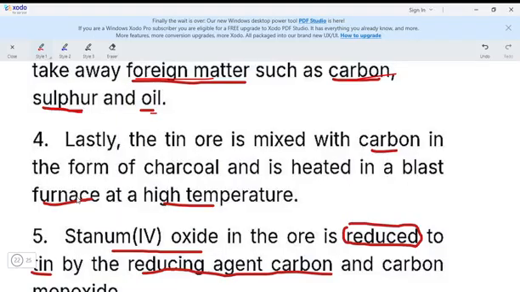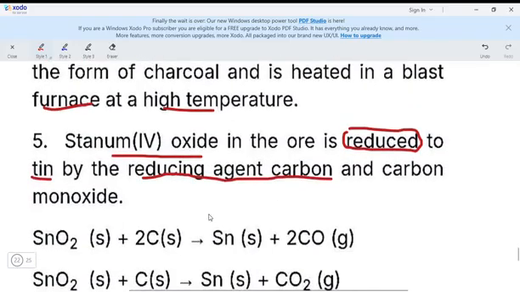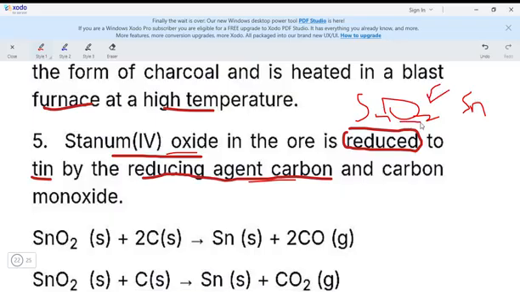Lastly, the tin ore is mixed with carbon in the form of charcoal and is heated in a blast furnace at a high temperature. So the tannum 4 oxide, the one I call cassiterite in the ore, is always being reduced. That means the oxygen will be taken out from it, so it will be reduced to ordinary tin by the reducing agent carbon. So that's the essence of the carbon that is coming into that furnace to pick up the oxygen so that it can reduce it to tin.